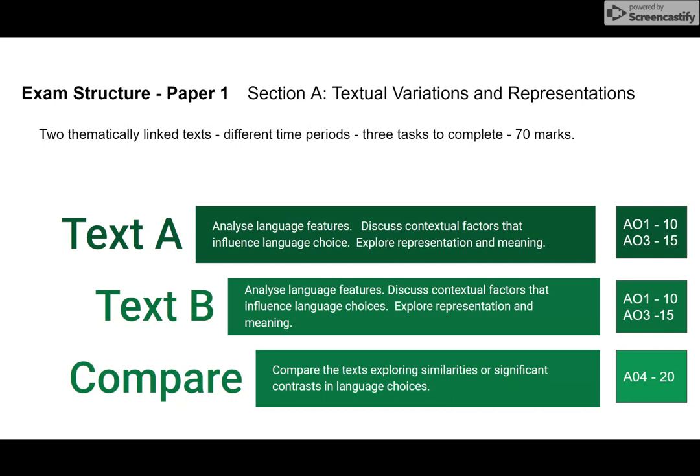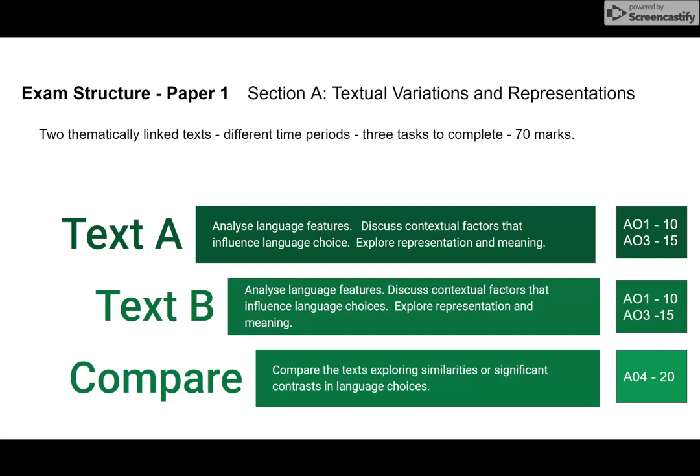Okay, into a little more detail on the exam structure for the individual papers. So then, paper 1, textual variations and representations, what the students will get is 2 thematically linked texts, but these will be from different time periods. They could be in different formats, such as a printed magazine article and something from a web blog. It may even be speech they encountered. However, whatever they encounter, there are 3 tasks that need to be completed, and this earns 70 marks in paper 1.